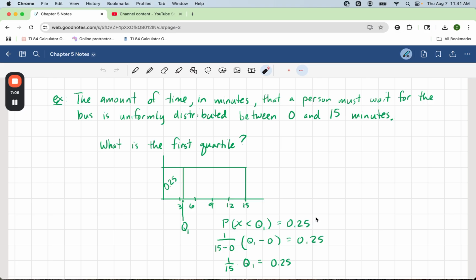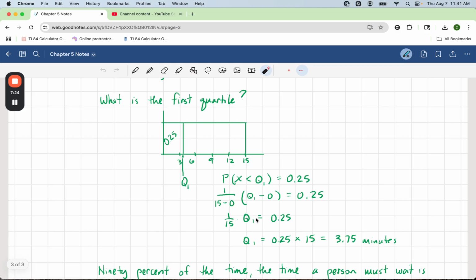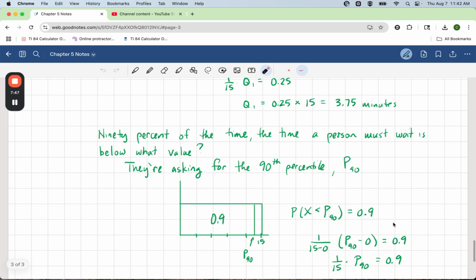Well, our rectangle goes from 0 to 15, so 1 over b minus a is 1 over 15 minus 0. And then the length between Q1 and 15, Q1 minus 0 here. And then I can solve that equation using my algebra skills. So 1/15 times Q1 is 0.25. Multiply both sides by 15. So 3.75 minutes ends up being the first quartile. And if you use common sense, that should make sense as well, because 3.75 is a quarter of the way between 0 and 15.